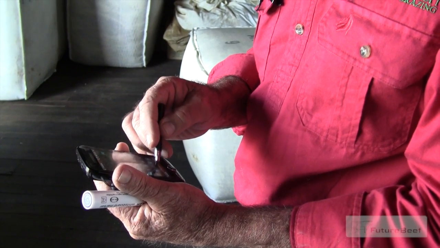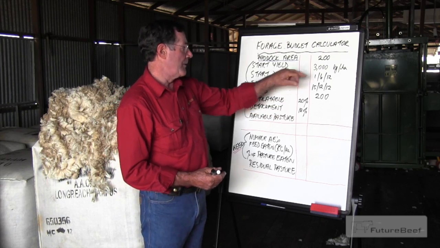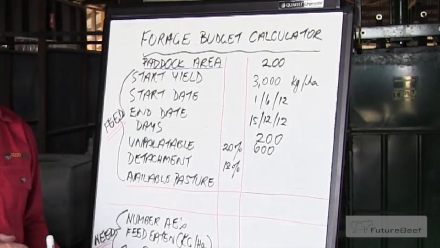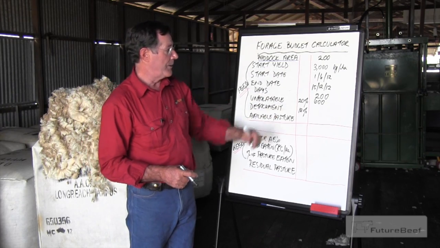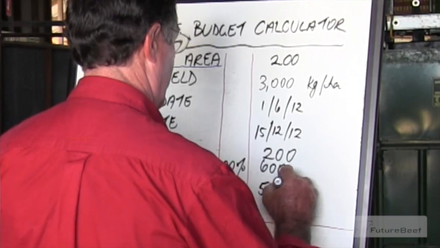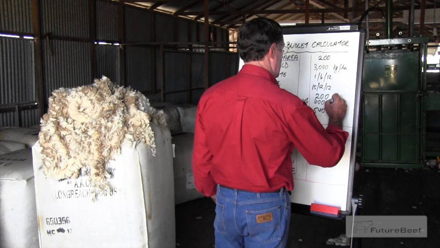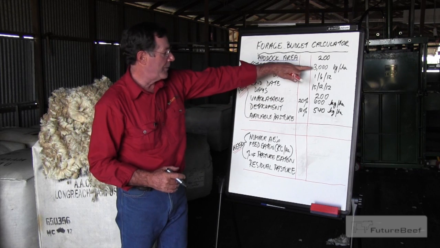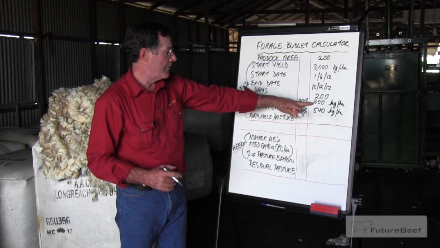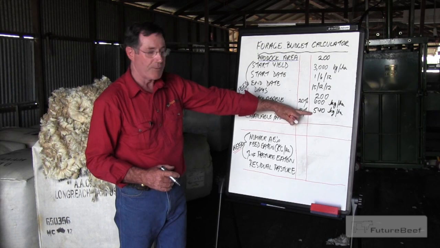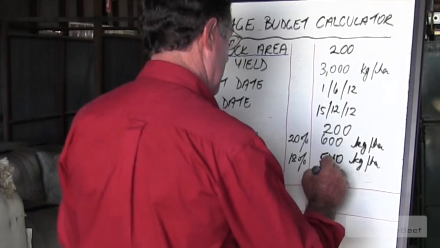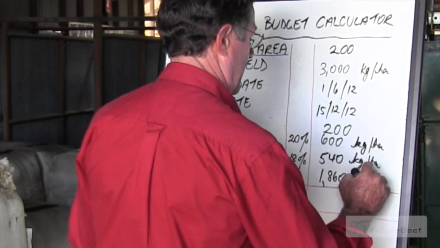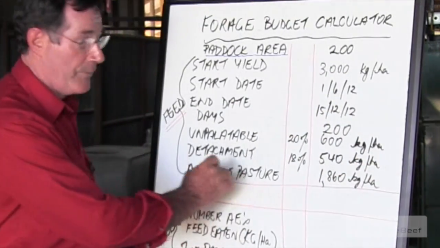So the amount of unpalatable is 20% of our 3,000 kilograms that the stock won't eat. We need to take that out. And detachment is 18% of our 3,000 kilograms is going to fall off or be trampled. And I'll put in here kilograms per hectare. So what's left is our 3,000 minus 600 minus 540, and that comes to 1,860 kilograms of pasture per hectare is available for stock to eat.